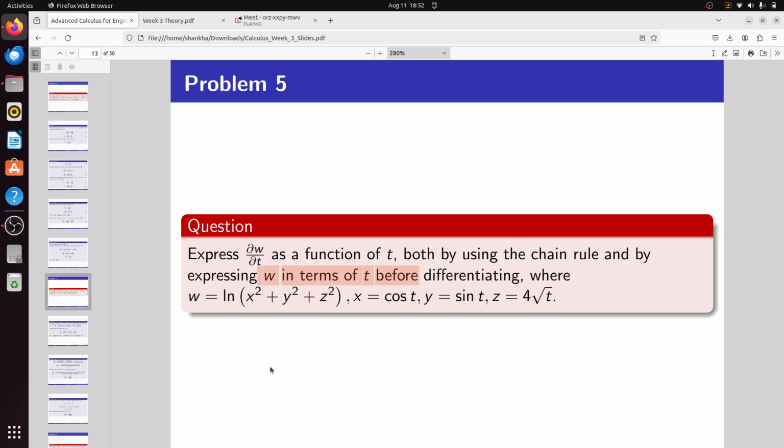Del w del t is equal to 16 by 1 plus 16t. Yes, you are absolutely correct. So you have just put.